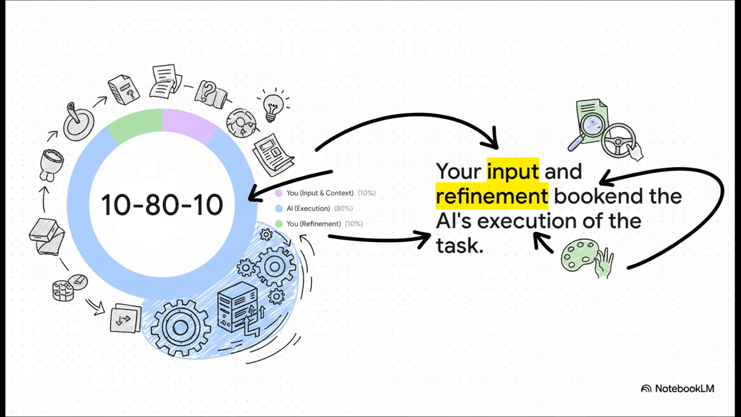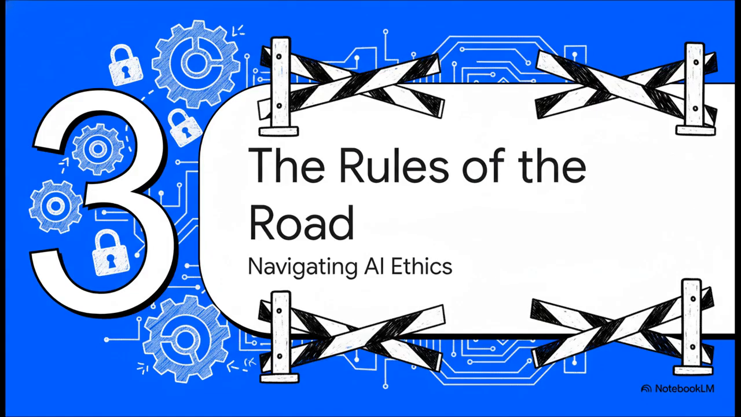Then the AI comes in and does the heavy lifting, that middle 80%. But, and this is the crucial part, that last 10% is you again. That's the refinement, the quality check, where your human judgment comes in. You're always the one in control. And speaking of being in control, that's absolutely non-negotiable.